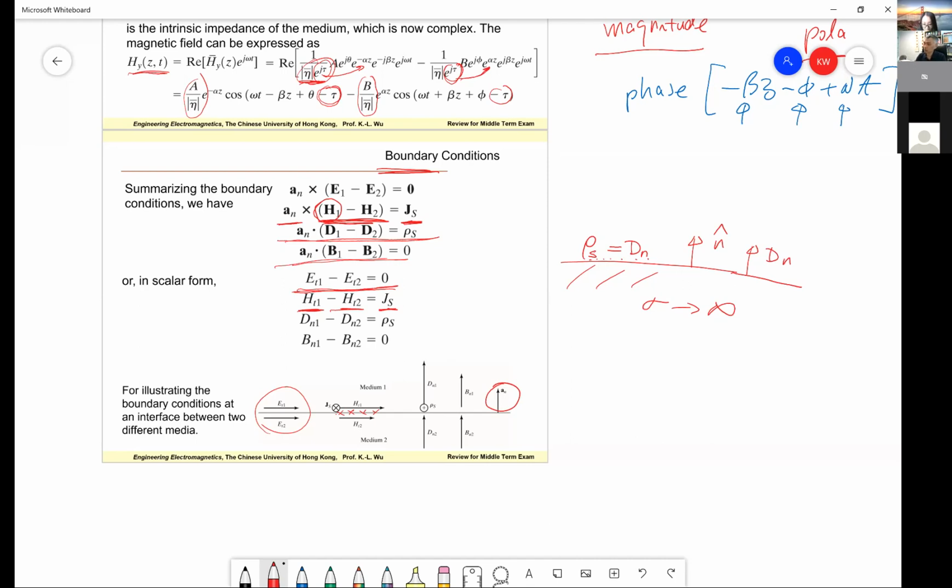Also we know the electrical field and the magnetic field inside a perfect conductor are always equal to 0. That's why the tangential E field on the boundary equals 0 and the normal component of B equals 0. So that is the review.